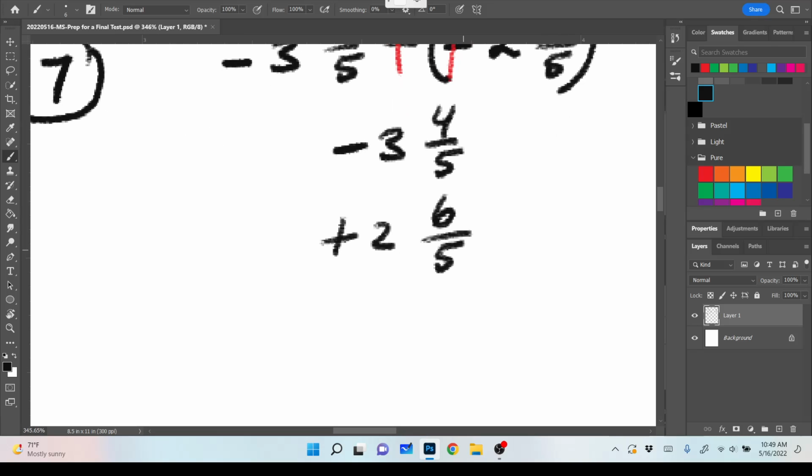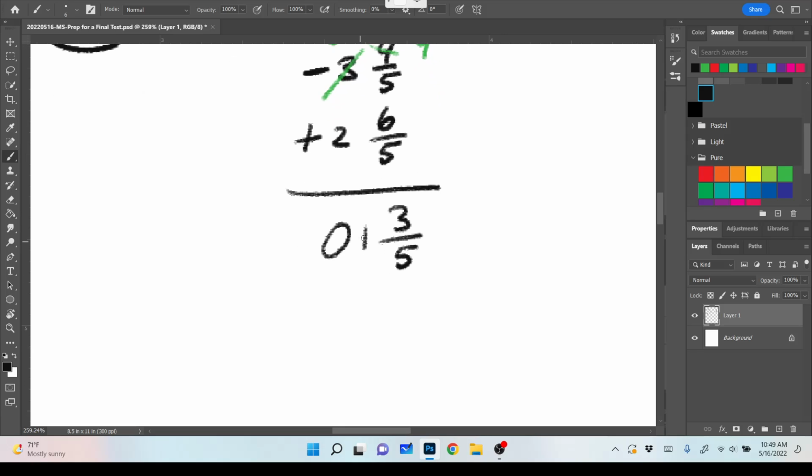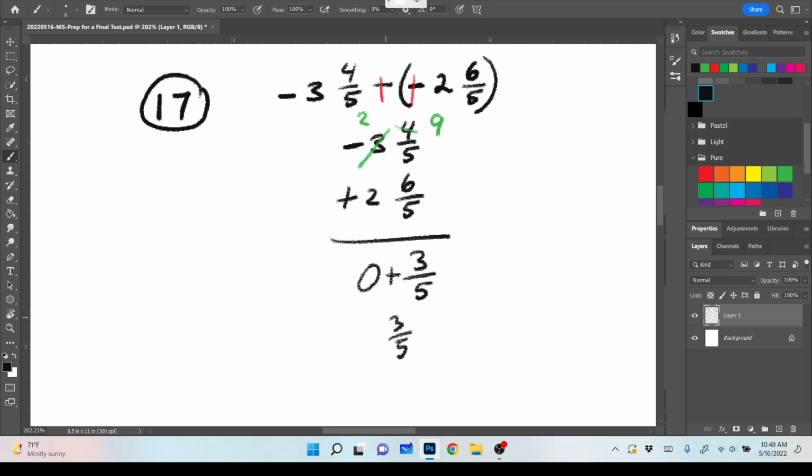Okay, we have to borrow. I'm going to take from the 3 and turn it into a 2, and turn this into a 9. So then what's 9 minus 6? 3. So 3/5. And then negative 2 plus 2 is 0. 0 plus 3/5 is 3/5. Is it going to be positive or negative 3/5? It is going to be negative because the bigger one that's on top is a negative.